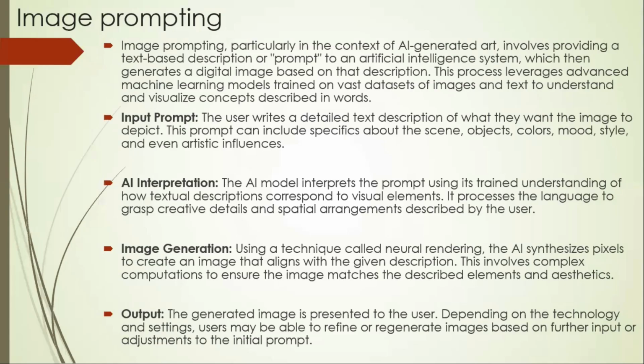Now, what is the image prompting process? The process is very simple. Image prompting, particularly in the context of AI generation art, involves providing a text-based description. Now, as we discussed, prompting is of 10 types. If you give input as text and get output as text, that's well. If you give text and get an image, that is image prompting. If you give an image and get text, that is image to text. Giving an image, tweaking that, and getting an image, yes.